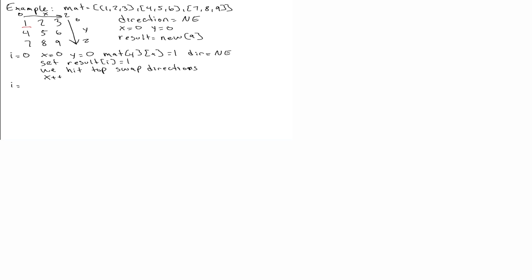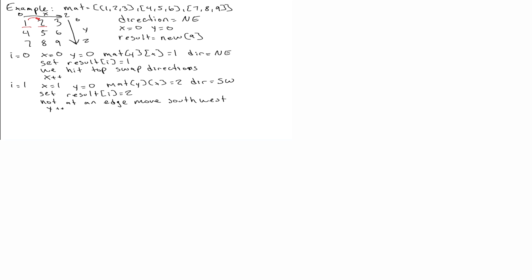So for i equal 1, our x is now equal to 1, our y is equal to 0, our mat of yx is equal to 2, and our direction is southwest. So now we are currently on this index. We went from 1 to 2, and now we are going downwards. So now we want to go ahead and set result of i equal to 2, and we haven't hit the bottom or anything. So we're just going to go ahead and move southwest. And to move southwest, we're going to say y plus plus and x minus minus.